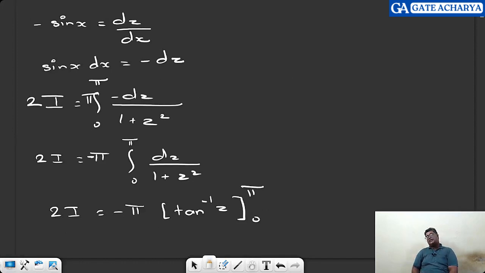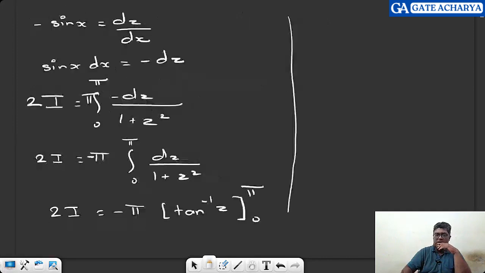Again, I told you since I didn't change the limits, I have to come back to the original function. Okay. So what is the original function? What was z? Cos x is equal to z. So convert into the original function. So 2I is equal to minus pi tan inverse of cos x, from 0 to pi.